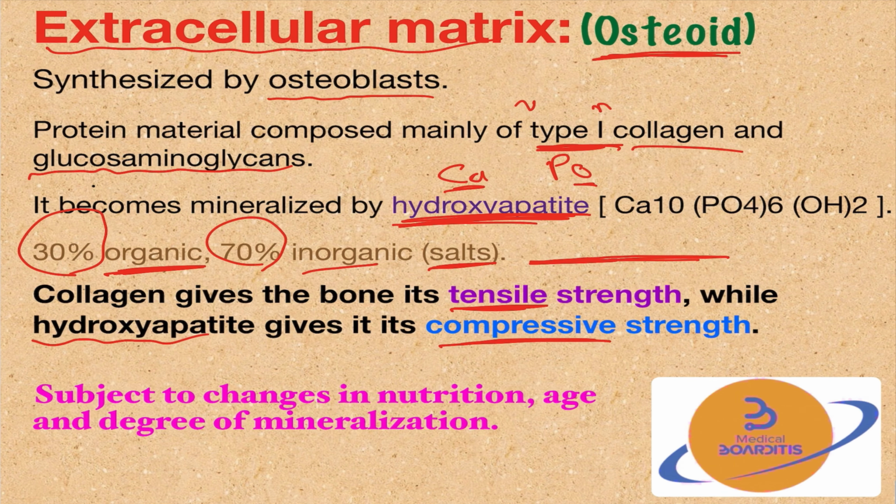This extracellular matrix is going to be subject to changes in nutrition, age, and degree of mineralization. So the constituents of this extracellular matrix, or this 30%, 70% ratio, is subject to change depending on the nutrition, depending on the age, depending on the degree of mineralization, which is itself dependent on a lot of factors like hormones and other factors.